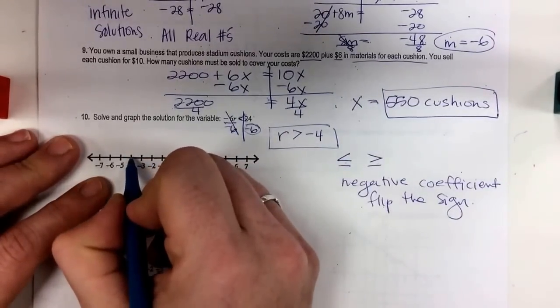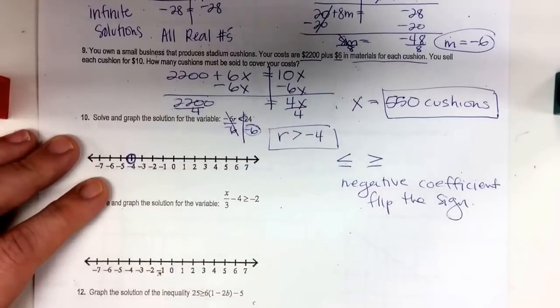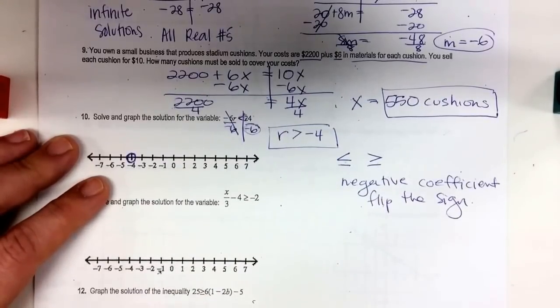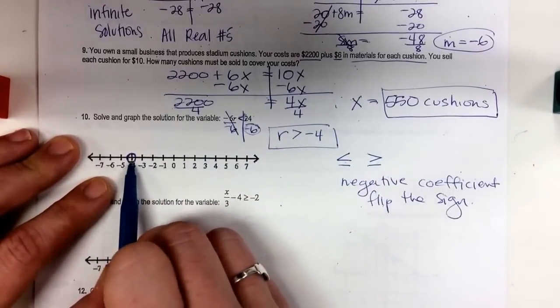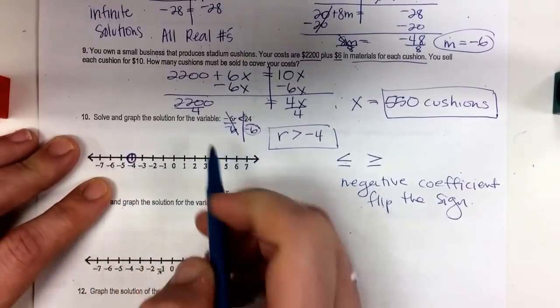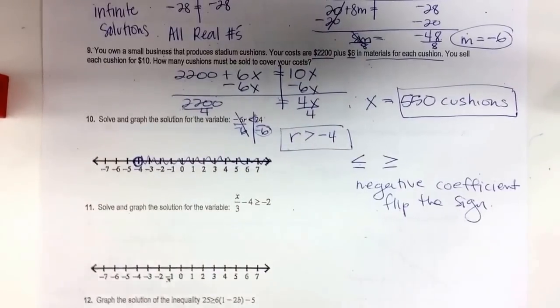So I find negative 4 on my number line, and I draw a fence around it because it can't be equal to negative 4. R is greater than negative 4, so which way do numbers get greater? Going up. So all of these values, anything up here, would be a possible solution.